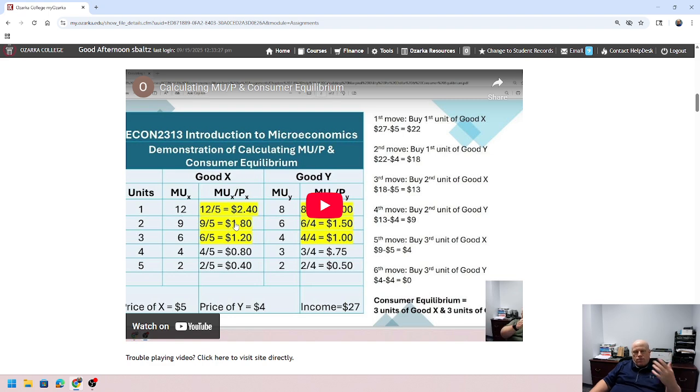In the video, I give you an example that's very similar to the problem you're working on in the assignment. It's not exactly the same, but it is similar. I take you through the process of making the necessary calculations, and then using those calculations to figure out where the equilibrium point is for consumer equilibrium.